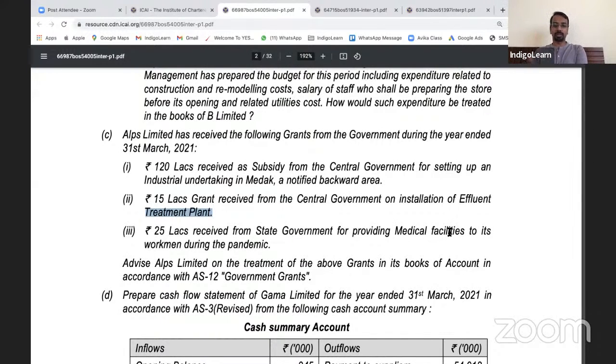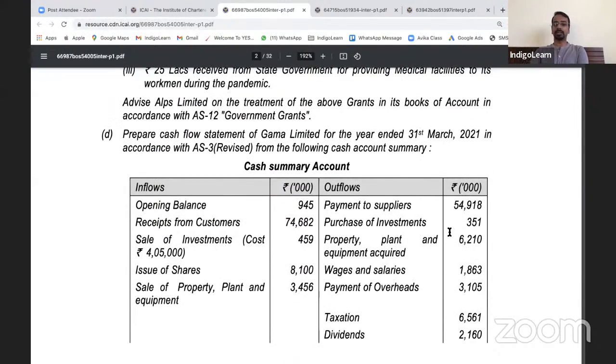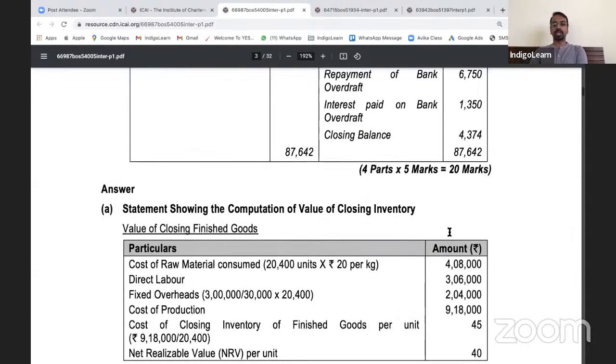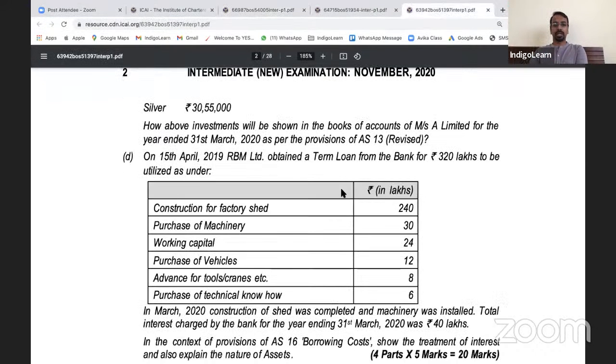See, such simple questions in the examination. 5 marks. You cannot lose marks in these kinds of questions. Right? Cash flow. It's a straightforward question. They are given a cash summary account. You have to prepare a cash flow statement. Just need to pick up the correct amount and place it at the respective places. It is done. Right? And let us look at this.